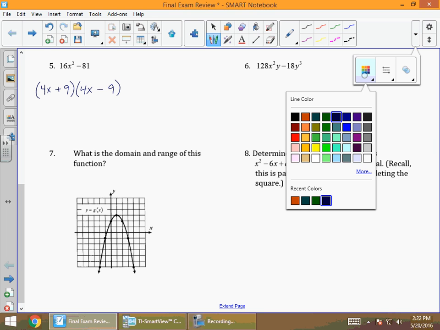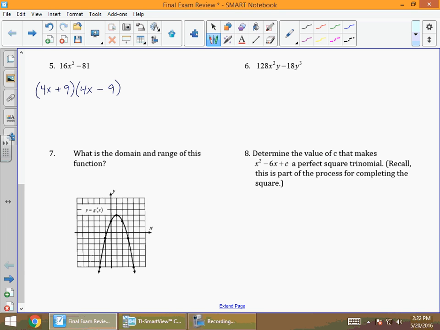Number 6. I can just tell looking at this, 128x squared y minus 18y cubed. There is a GCF in here. They're both divisible by 2 because they're even. They both have a y in there, so I can take out a 2y at least. If I do that, 128 divided by 2 is 64x squared left over, and then minus 9y squared left over.